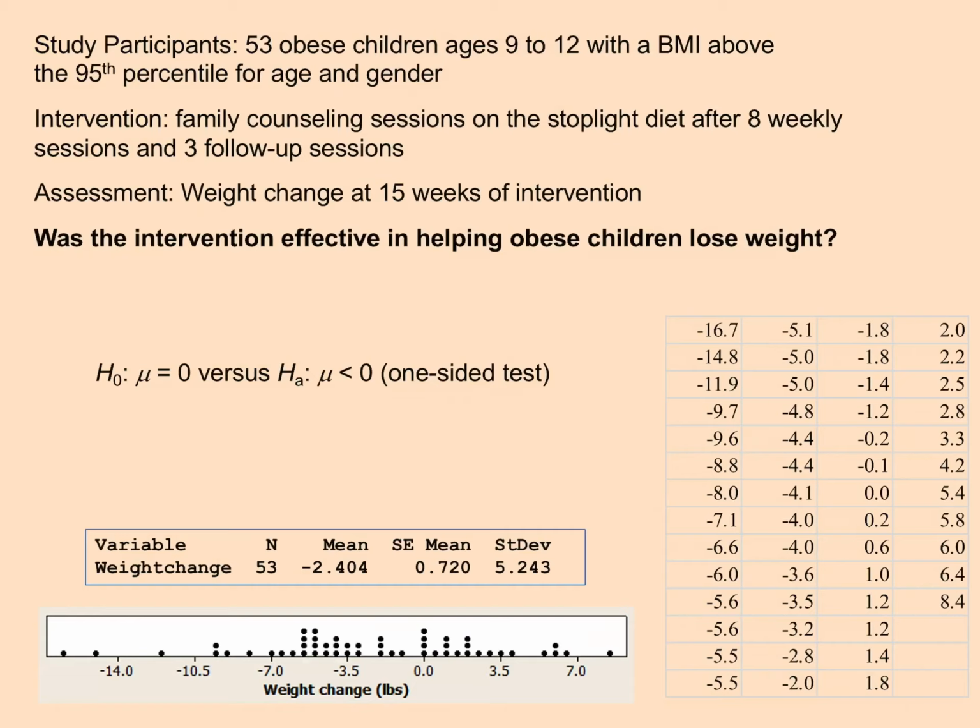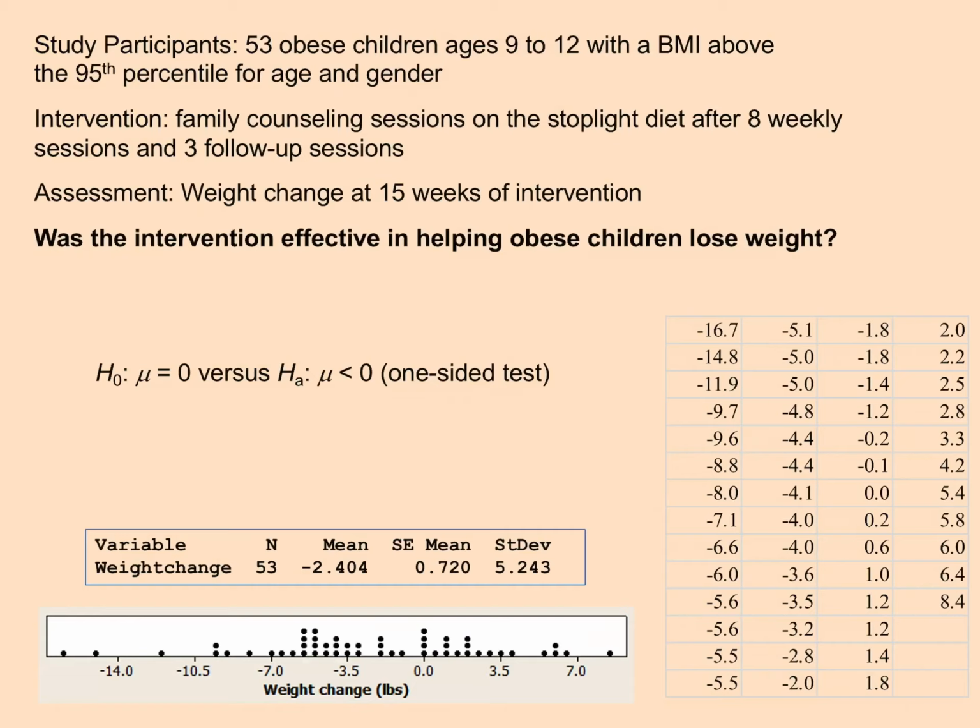All right, they were put on an intervention plan, which included family counseling sessions on something called the stoplight diet, and after 8 weekly sessions and 3 follow-up sessions, the assessment was the change in weight at 15 weeks of intervention. Okay, so they're just looking to see if they gained weight or lost weight based on their initial weight measurements before they started this intervention program.